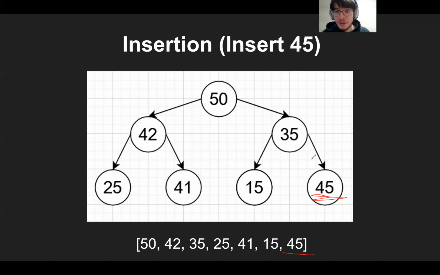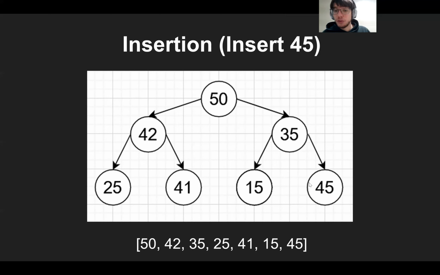And it's not a valid heap because, in order to be a valid max heap, every node has to be larger than its children. 35 is less than 45. So it's not a valid heap. And so we need to fix that. So what we do is heapify up. So after insertion, we do heapify up.